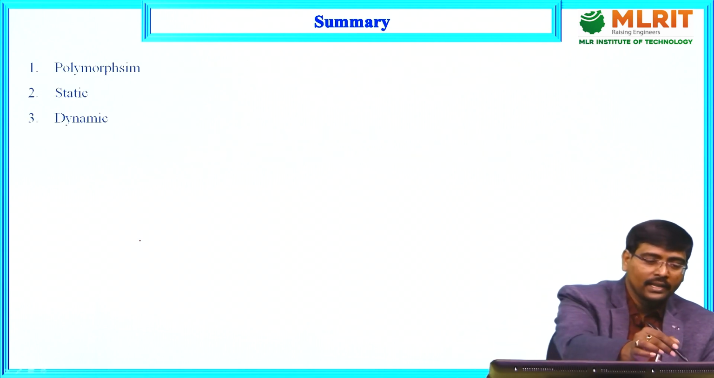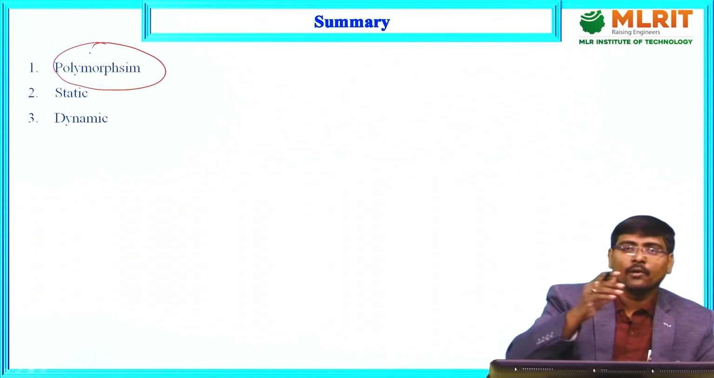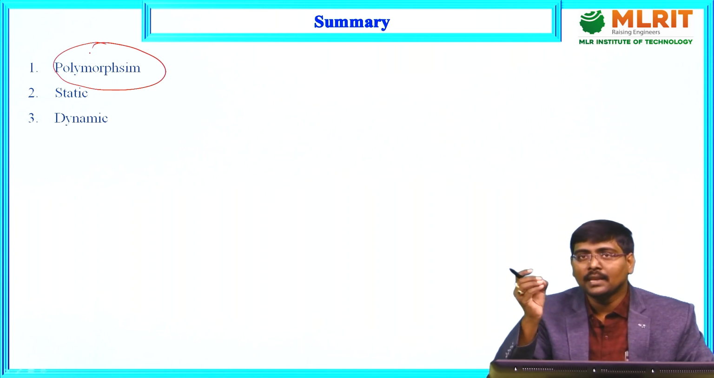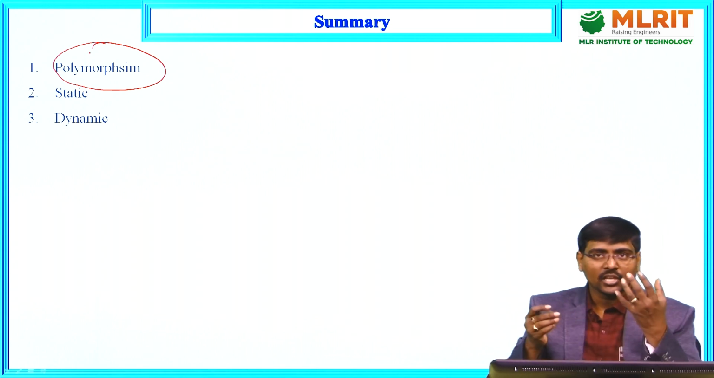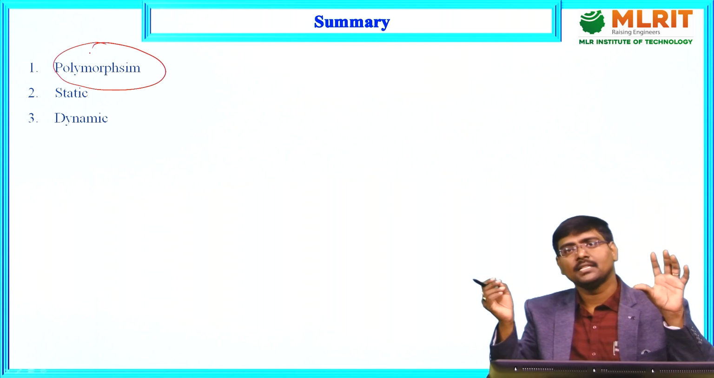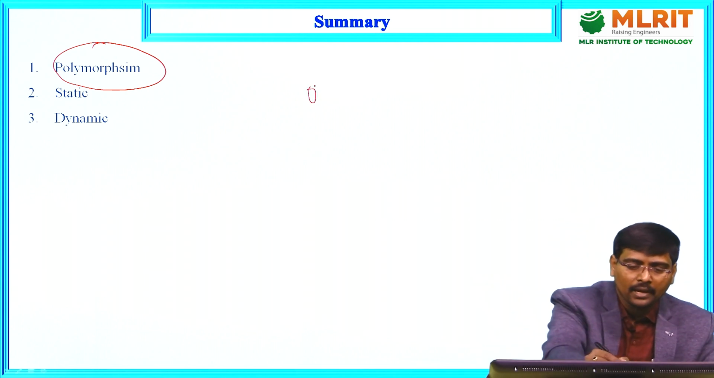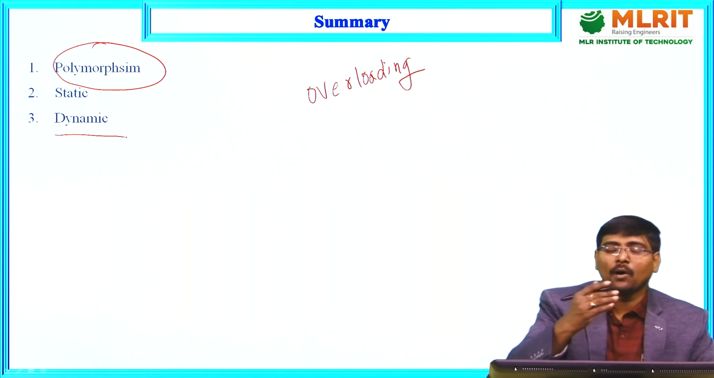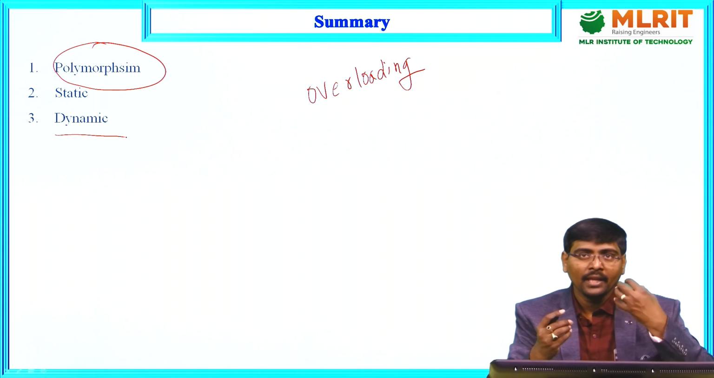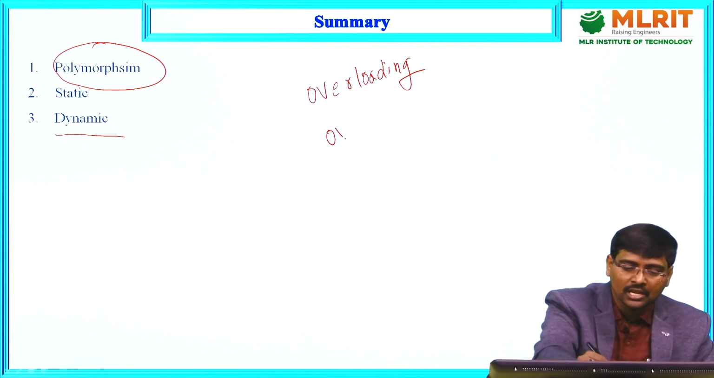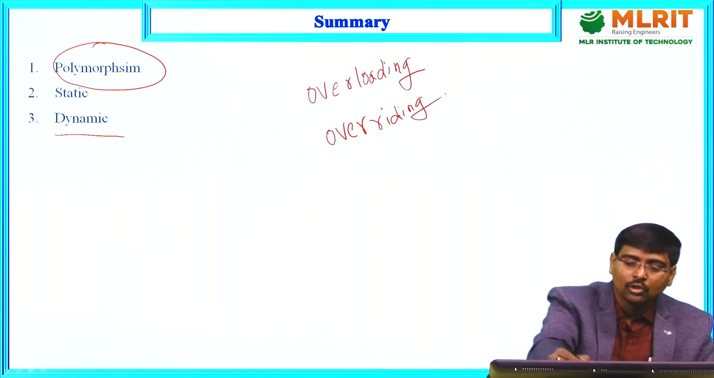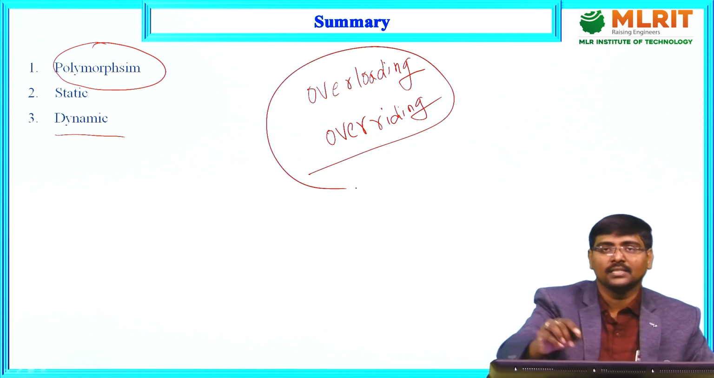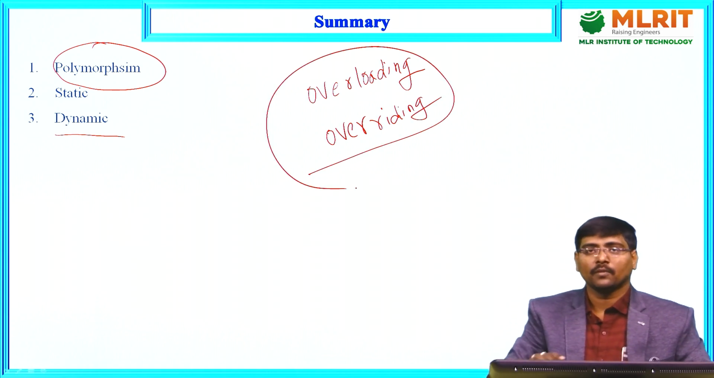Clear? What is polymorphism? A thing is observed in many fashions. Either static polymorphism, which is identified at the compile stage, for which we use the overloading concept, or dynamic polymorphism, which is identified at the execution stage and is achieved through overriding. This is the concept of polymorphism. Thank you.